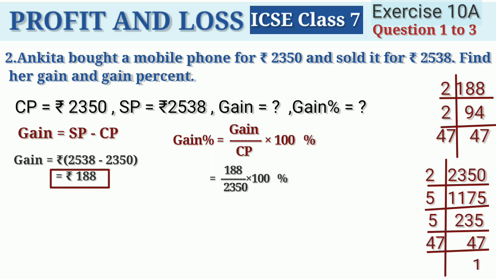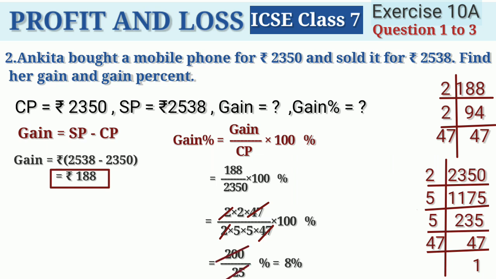Let us rewrite 188 and 2350 in terms of factors. We have 2 into 2 into 47 upon 2 into 5 into 5 into 47 into 100. Now we can easily cancel numbers 2 and 47 from numerator and denominator. We are left with 2 into 100 in the numerator and 5 into 5 in the denominator. That is 200 upon 25, which on cancellation will give us 8. So gain percent is 8%.